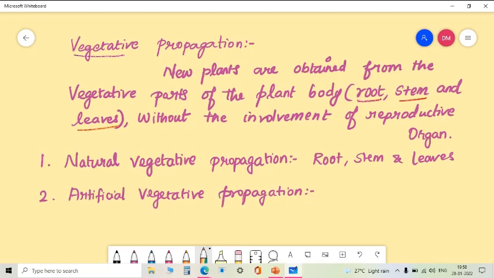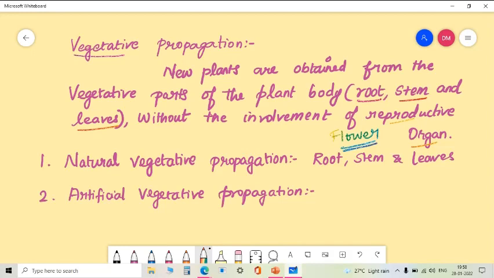So, vegetative propagation is where new plants are obtained from the vegetative parts of the plant body, like root, stem, and leaves, without the involvement of the reproductive organ. So, which is the reproductive organ as far as flowering plants are concerned? It is the flower. So, without the involvement of flower, when the root, stem, and leaves are capable of giving rise to a new plant, it is termed as vegetative propagation.